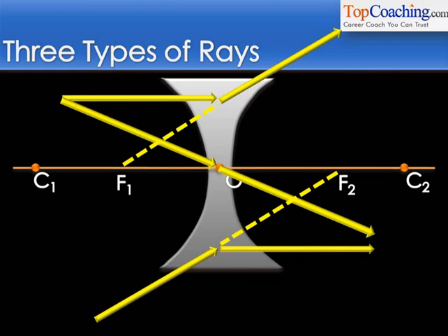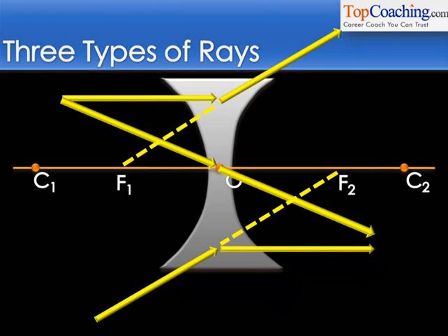So you must remember that these rules are different in the case of a concave lens. In the case of a concave lens, a ray parallel to the principal axis appears to come from the focus. A ray passing through the optical center continues undeviated, and a ray appearing to strike the focus f2 of the concave lens after refraction becomes parallel to the principal axis. So all these are facts that you must remember.